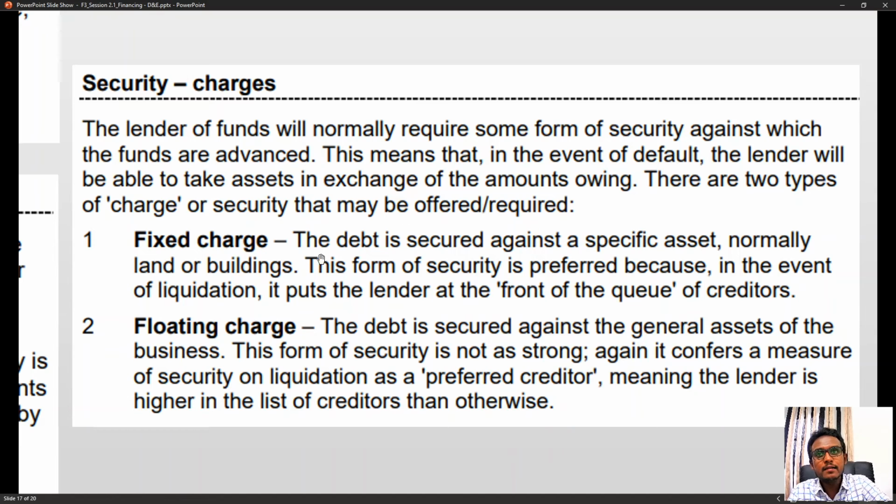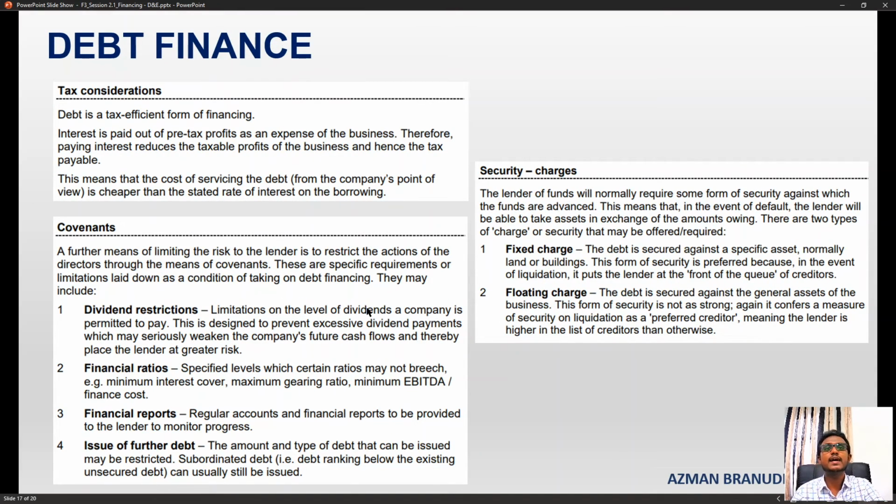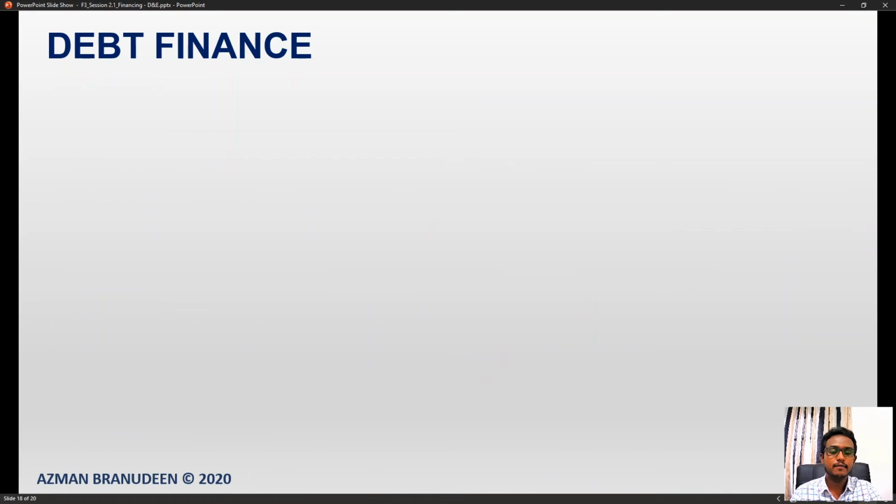So, when the asset you are using as security is well known and is fixed, you use it as a fixed charge. But things like your sales ledger, which you have to prove in some sort of tangible form, when they are used as security, you call it a floating charge. Those are key considerations when it comes to acquiring debt finance.